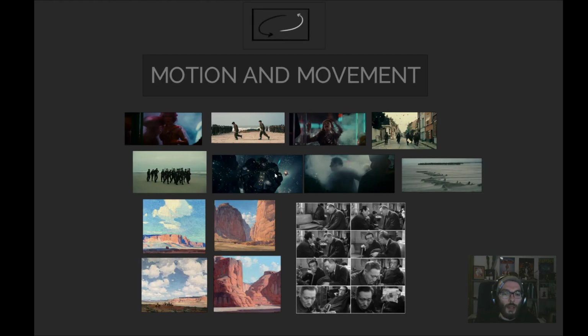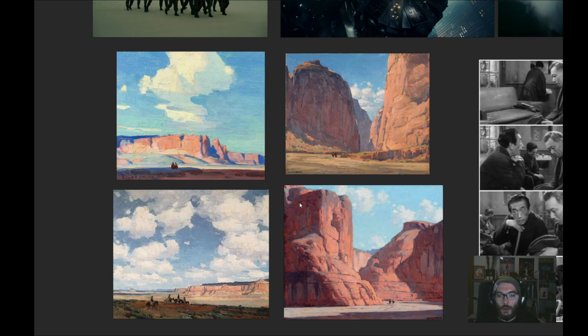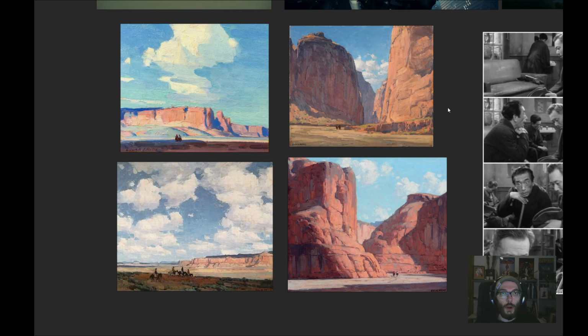Movement and motion can be even suggested by graphical elements. As you can see, I believe even the four of them are by Edgar Payne, a really good, amazing old master from the US, who was focusing mostly on landscape art. He has an amazing book which is called, I believe, Composition in Landscape Painting by Edgar Payne. I'll drop a link maybe in the description.